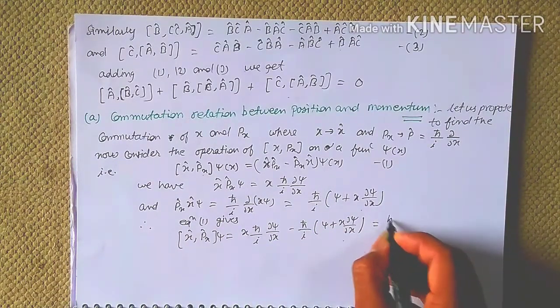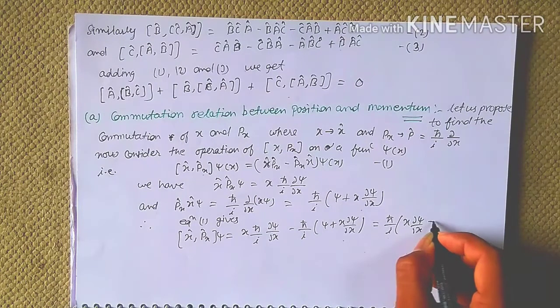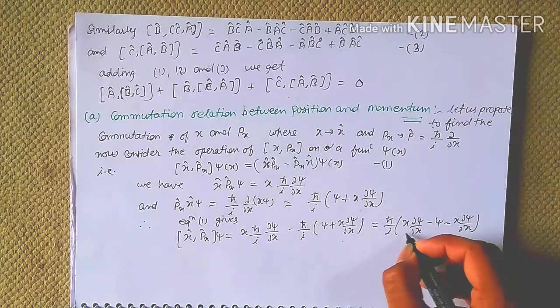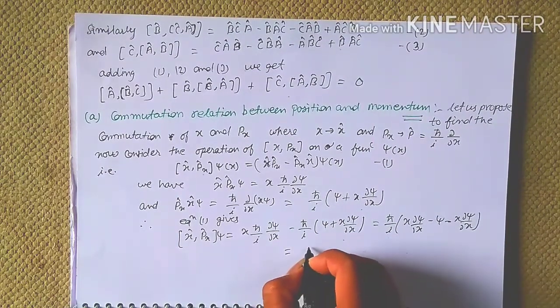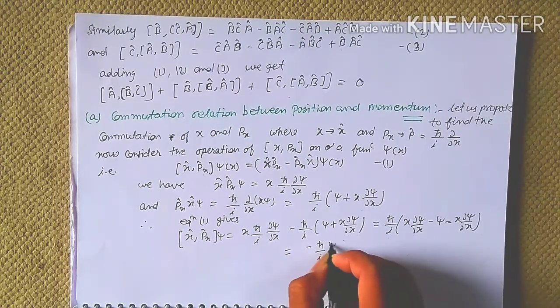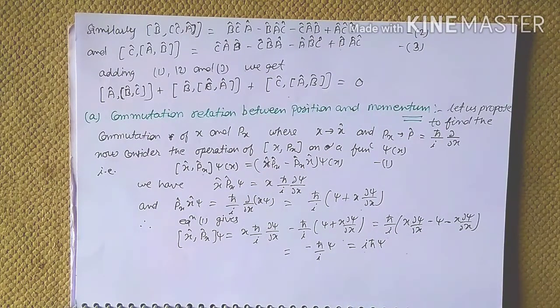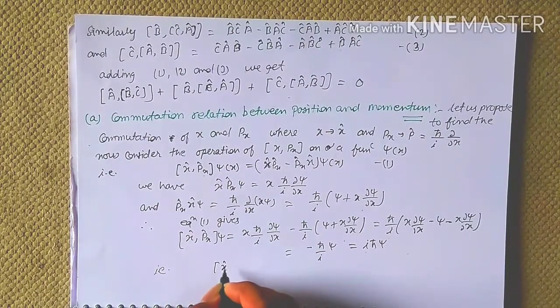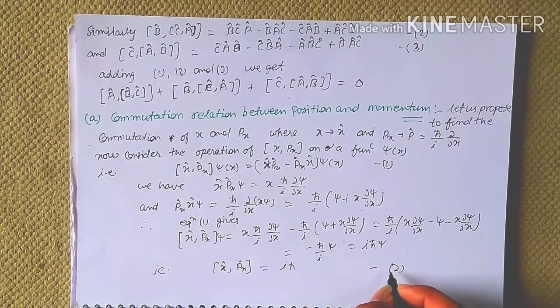Which is equal to ħ by iota x del psi by del x minus psi minus x del psi by del x. x del psi by del x minus x del psi by del x will cancel out. Now we have minus ħ by iota psi, which is equal to iota ħ psi. That is, commutator of x̂ and p̂x is equal to iota ħ. Equation 2.